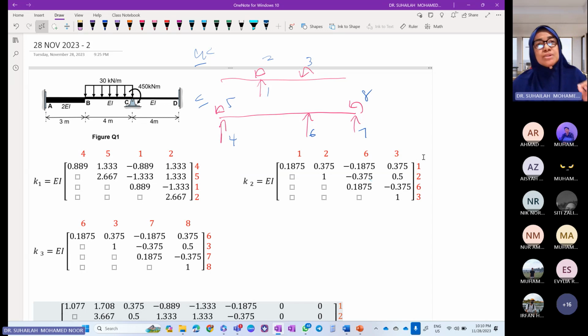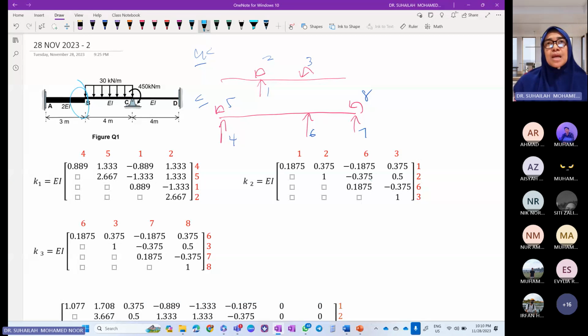Another thing, we have to declare a point as a node whenever the beam has changes in the cross section, between EI and EI. Because I is the moment of inertia, and moment of inertia relates to the cross section, the size of the element. So changes in size we also have to consider as a node. That is why B is a node.